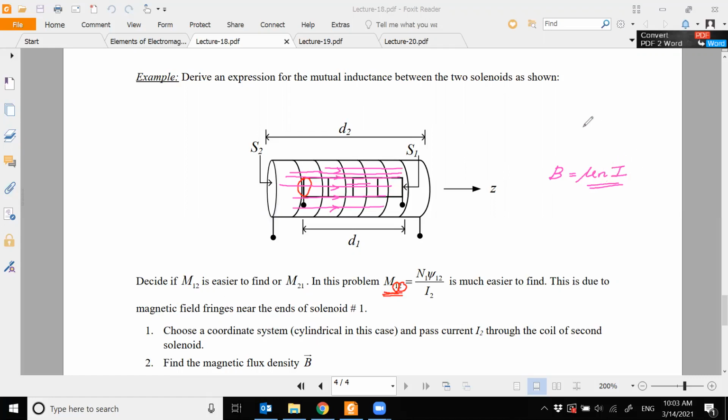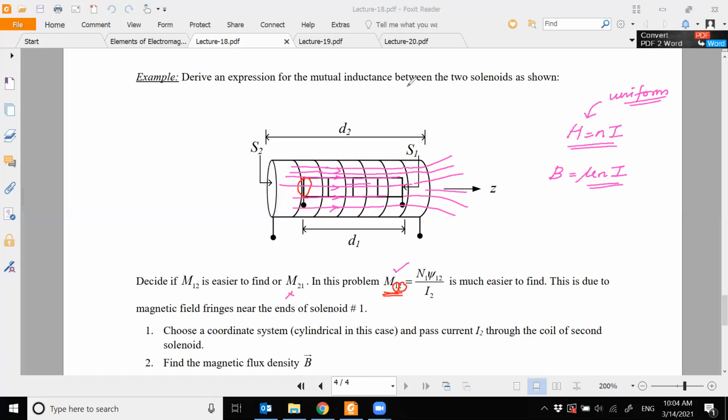Why? Because this expression of H, which is n I, has an assumption, and the assumption is that it is only uniform, that is, we are neglecting the field fringes. Now this field is constant here, but when you go to the edges, the field is going to turn like this. So this expression doesn't hold there. But since we are doing it for the first solenoid, which is inside the second solenoid, its cross section sees only the uniform field. That's why M12 is easier.